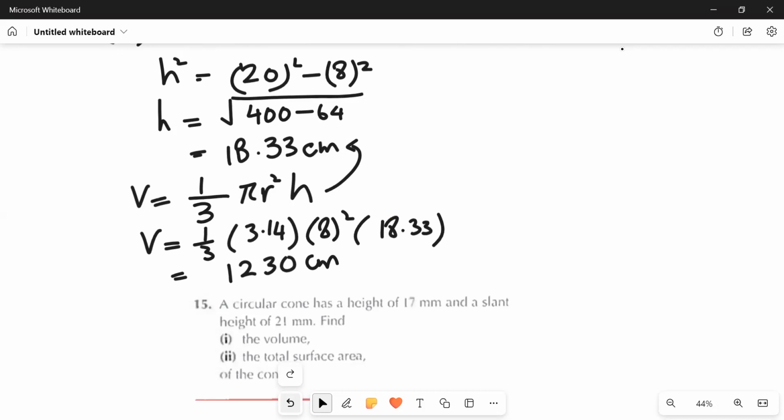1227.8656, 27 point something. So let me calculate. 18.33 multiplied by 64, multiplied by 3.14 and divided by 3. Okay, it is 1227 cubic centimeters.